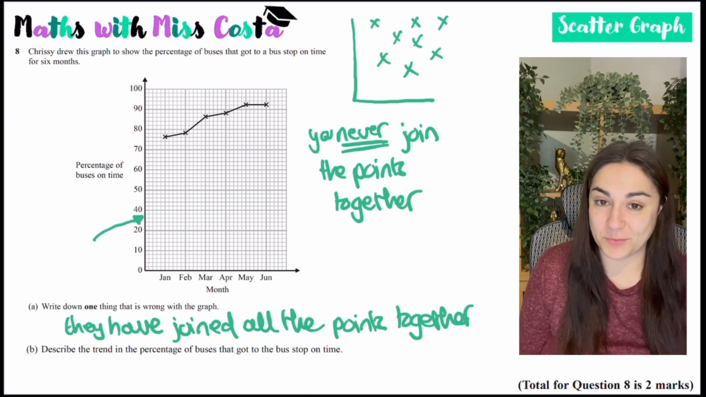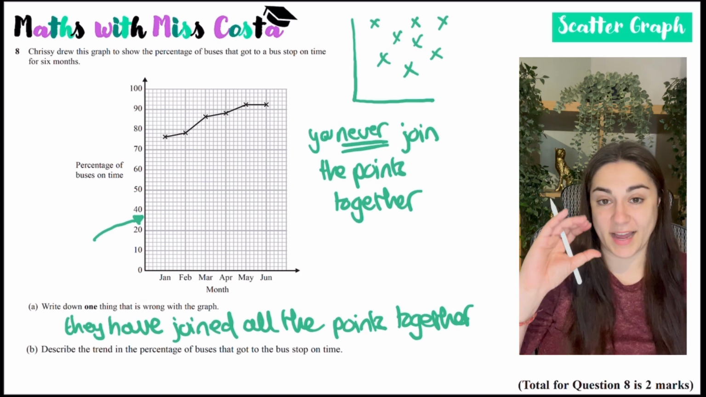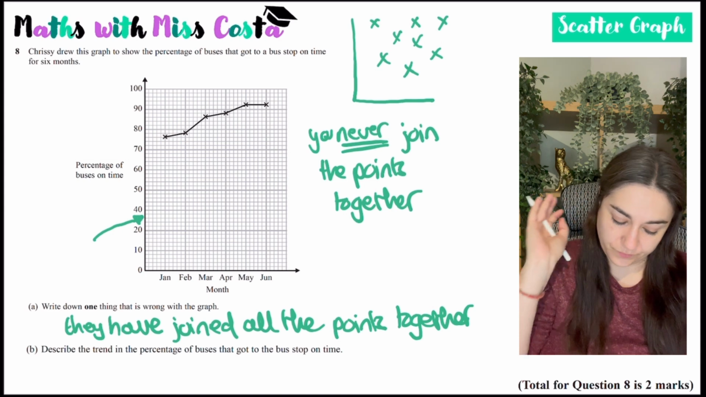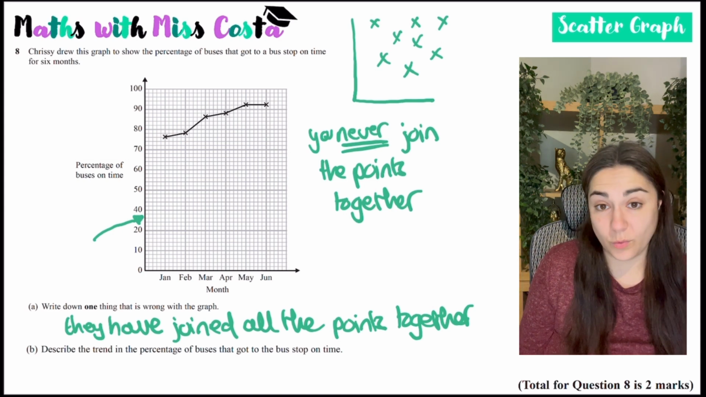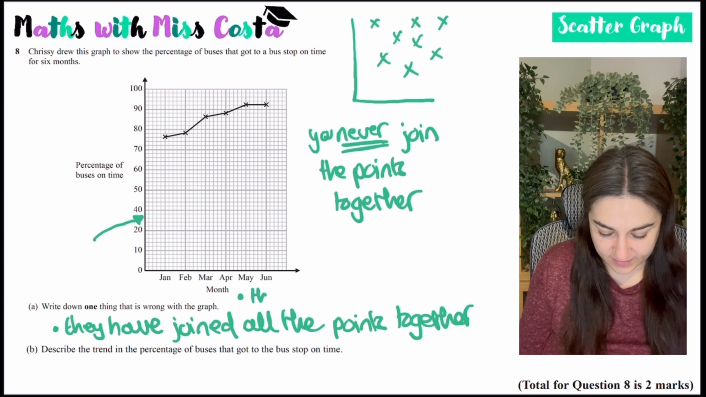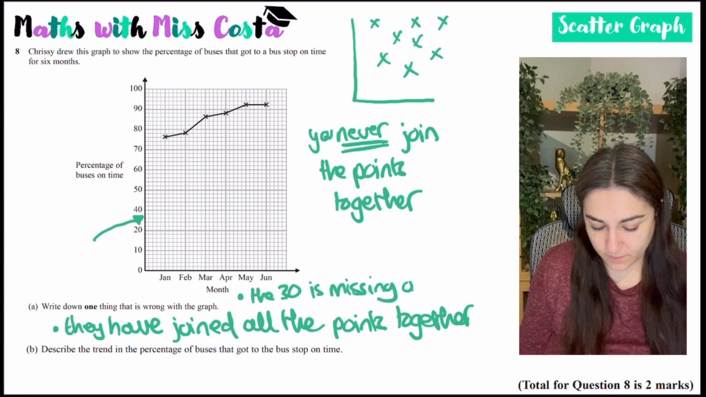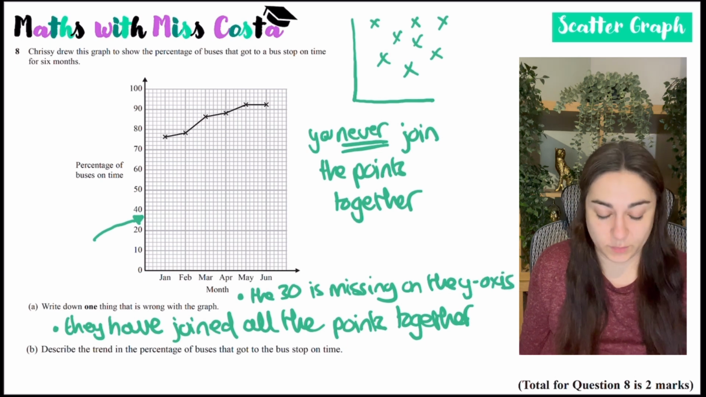Also you might want to check the axes. It should have been 10, 20, 30, 40, 50. That your axis needs to go up in even intervals. So that's one thing. Or you could have said the 30 is missing on the y-axis, and that might be a bit more of an obvious one.